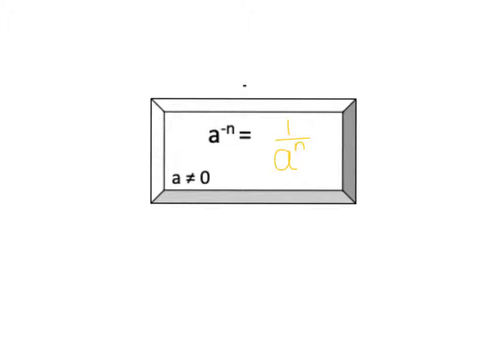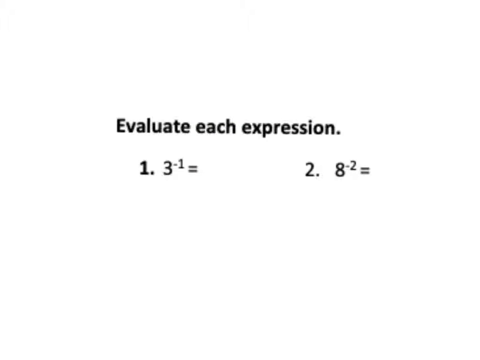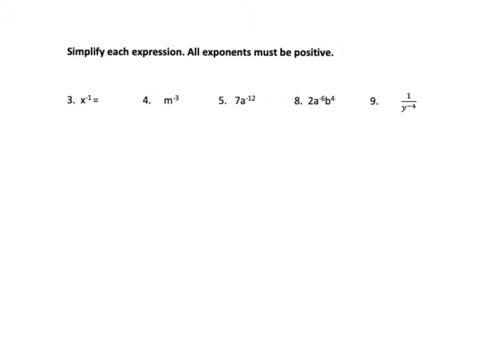So what happens is it goes across the fraction bar. If you think about this, this has a coefficient of 1. The 1 stays in the top, and this part to the negative exponent drops to the bottom, and your exponent switches to positive. So let's put this into practice. 3 to the negative first would become 1 over 3 to the first, or just 1/3. 8 to the negative second drops to the bottom and becomes 1 over 8 squared, or 1/64.